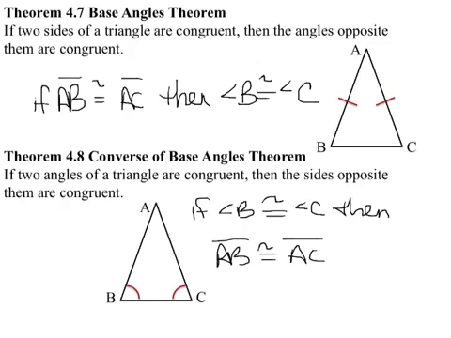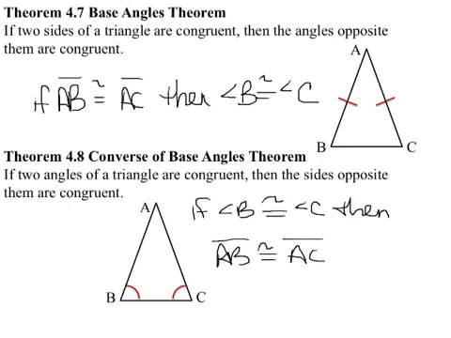So first of all, theorem 4.7, the base angles theorem. If two sides of a triangle are congruent, then the angles opposite them are congruent. Now let's review. If two sides of a triangle are congruent, what kind of triangle is that? It's isosceles. So we now know that if we have an isosceles triangle, which means these two sides are congruent, then we know that the base angles are congruent.